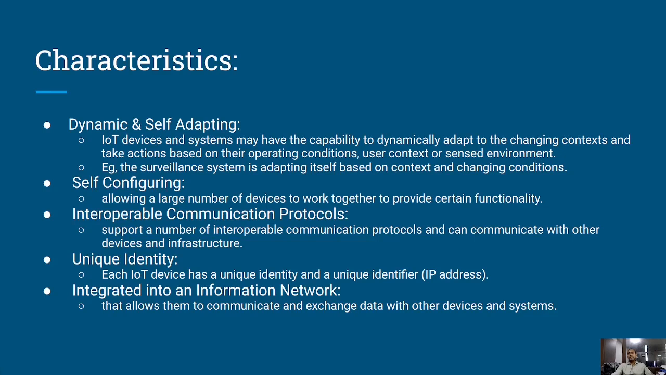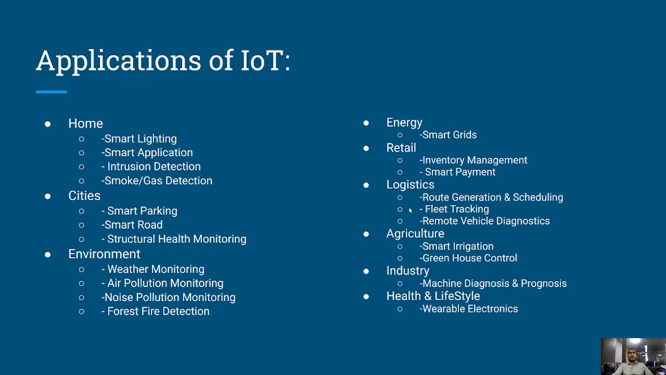And the final characteristic is being integrated into the information network. That means if the device is integrated into the information network, then it allows them to communicate and exchange data with other devices and systems. So it should be really easy to integrate any device into the communication network or the information network. Plug and play kind of capability should be there.